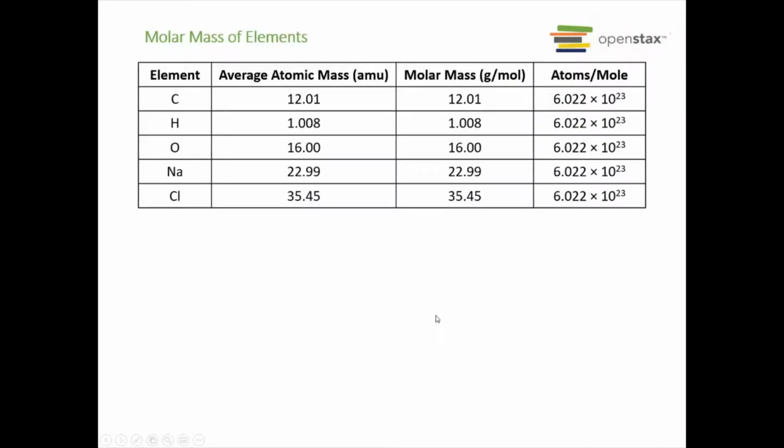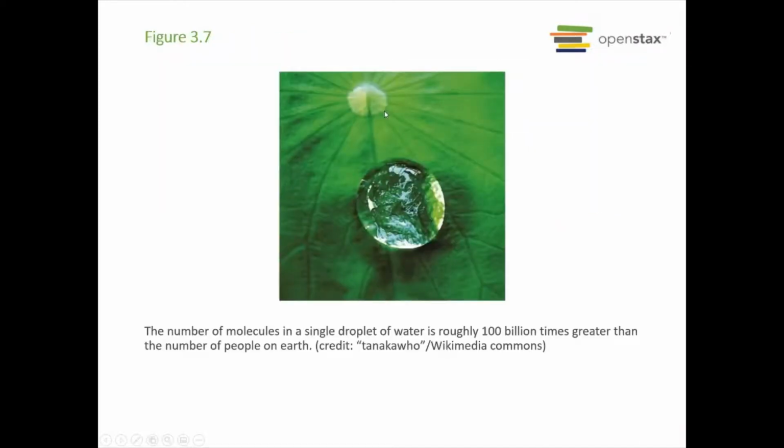So then here's some examples, some different elements, their average atomic mass, their molar mass, and the atoms per mole. Notice atoms per mole, it's all the same. It doesn't matter what it is you're looking at. If you have 1 mole of it, you have 6.022 times 10 to the 23rd. But then you can see the average atomic mass and the molar masses, same numbers, just different units. The number of molecules in a single droplet of water is roughly 100 billion times greater than the number of people on Earth. Crazy, right?